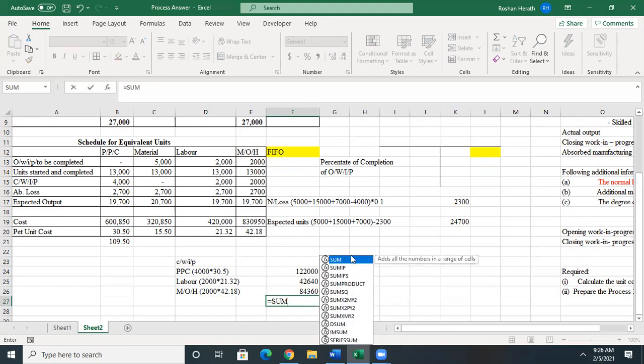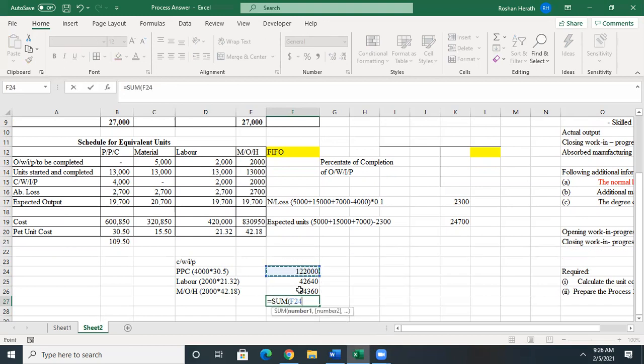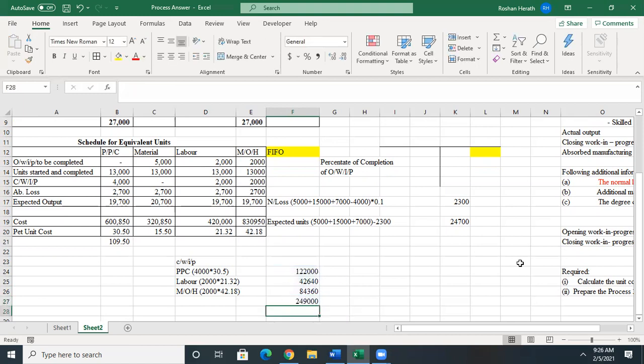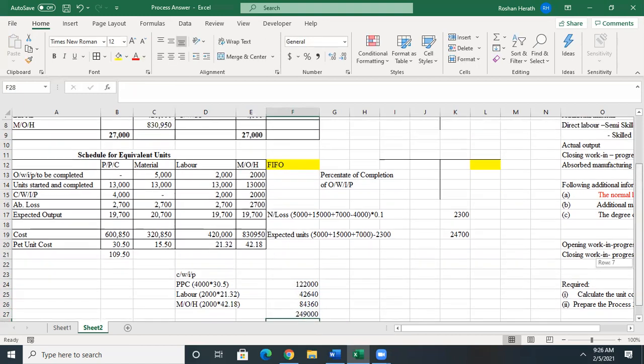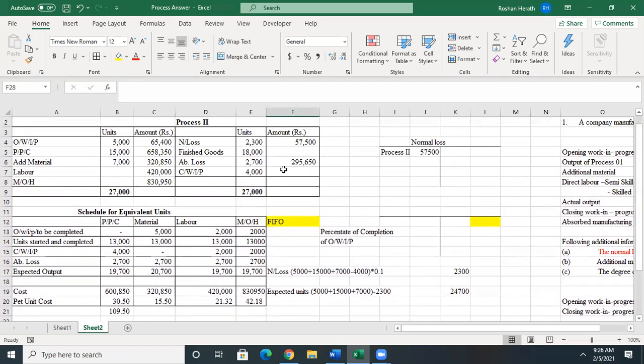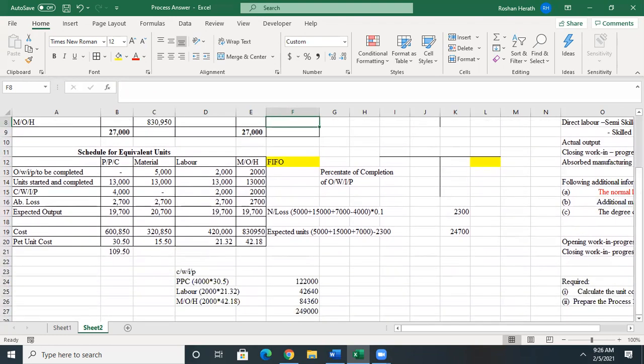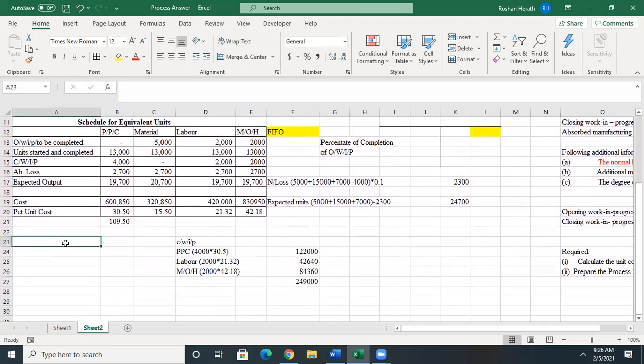So take the summation. It's 249,000. Now we are coming to the most important one. It's about the finished goods. Let's look at how to value the finished goods.